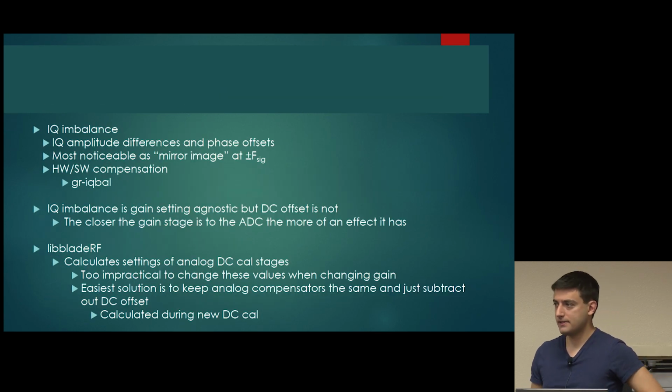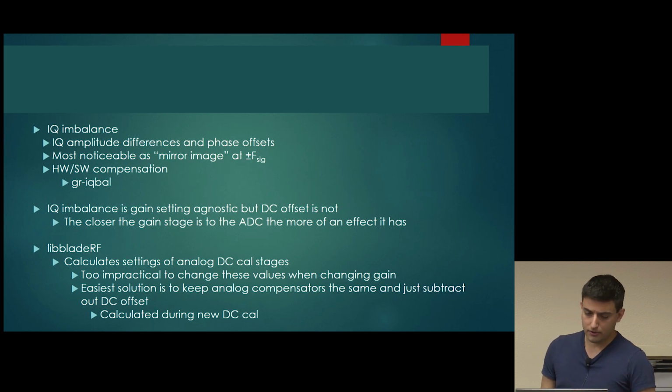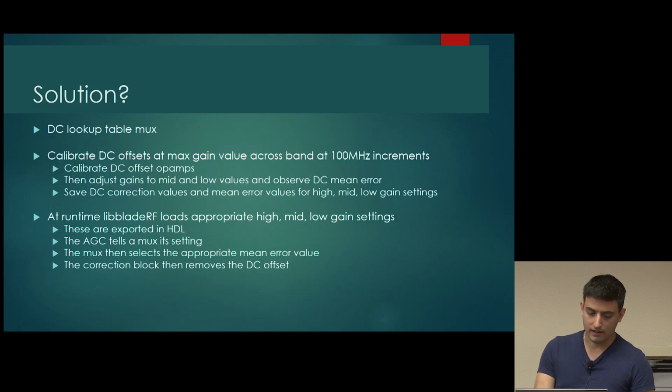For the 3 gain settings that exist, all the IQ imbalance compensators and DC offset compensators have to have completely different values, because your DC offset and IQ imbalance are basically gain setting dependent and temperature dependent. So in order to figure out what the DC offset would be at the 3 different gain settings, we wrote a routine that would create a lookup table for the DC offset at each one of those 3 gain settings.